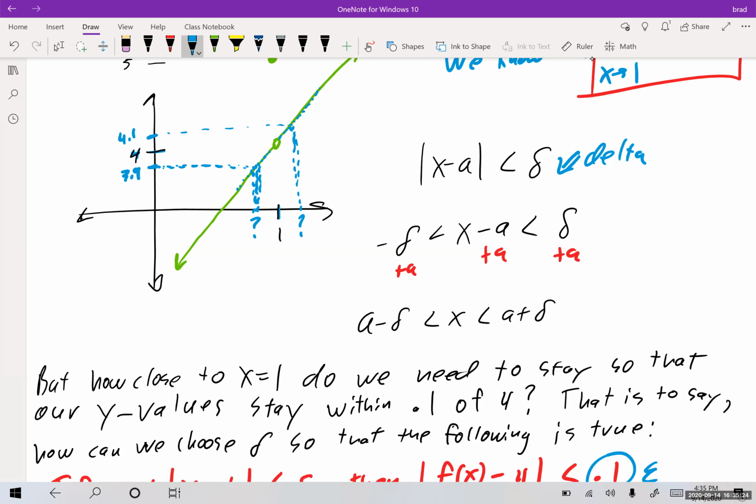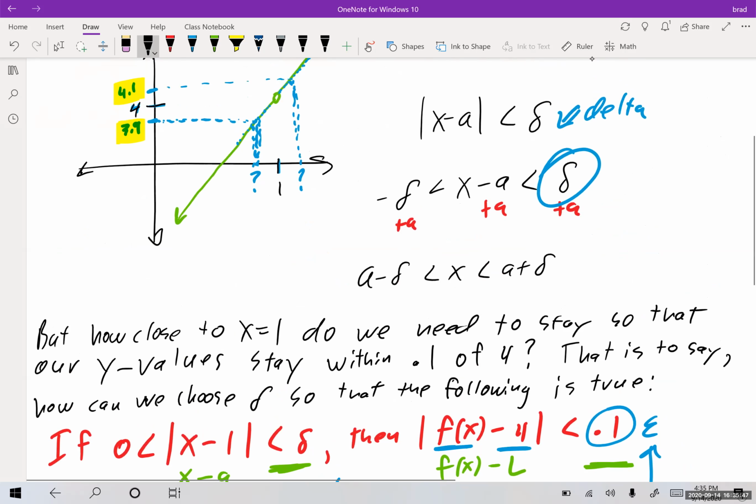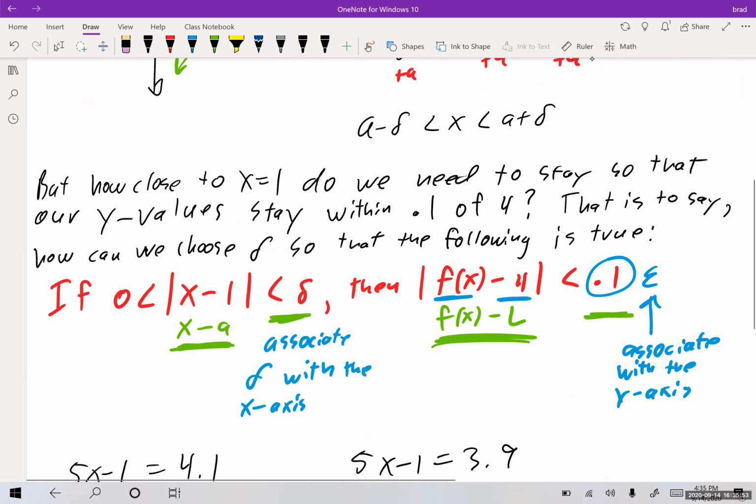So basically what we're trying to decide is how can we choose delta that will promise that we'll be within 0.1 of our actual height, okay? So what we do is a little scratch work. We say 5x minus 1 is equal to 4.1, and 5x minus 1 is equal to 3.9. All I did was take my two values and set them equal to the function so I could find their heights, or solve the equation.